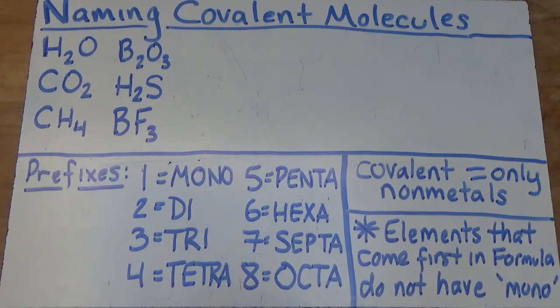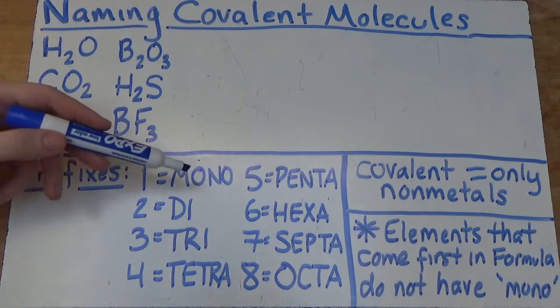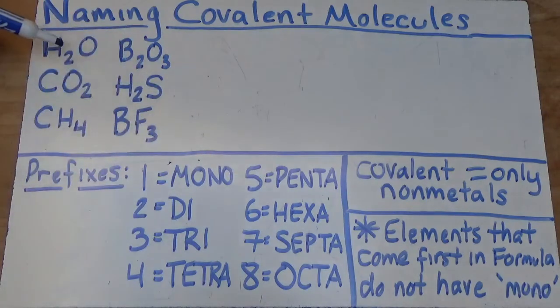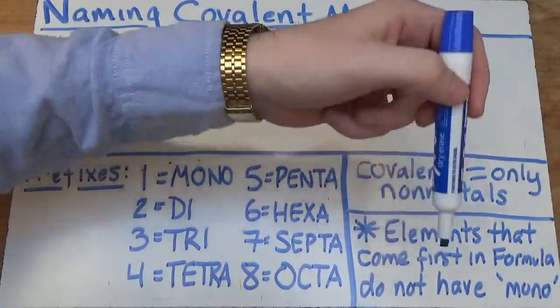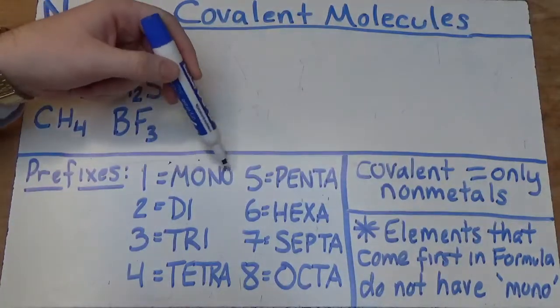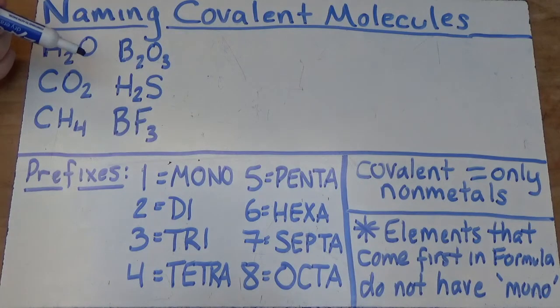Today's lesson, naming simple covalent molecules. One rule to keep in mind when naming covalent molecules is that the first element is going to be named simply its name, with a prefix that's going to be attached to it based on the number of atoms that are present of that element. The only hiccup is that elements that come first in a formula will not receive the mono prefix, and we'll get to some examples of that. The second element, this one in this case, is going to receive an "ide" ending, just like ionic compounds.